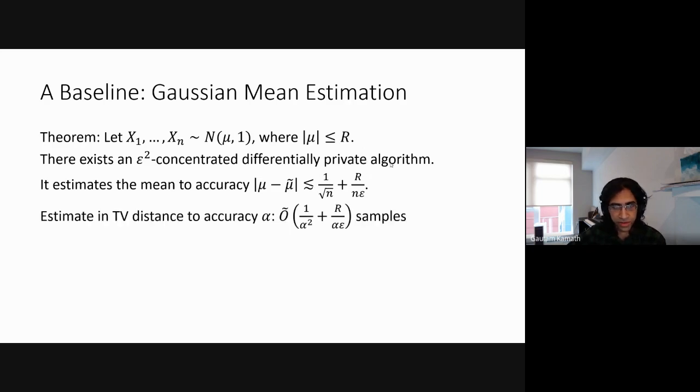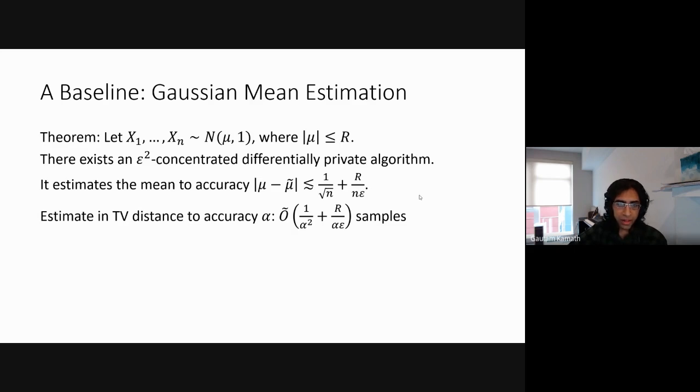And for those who prefer sample complexity bounds, this says that the sample complexity is 1 over alpha squared plus R over alpha epsilon, which again can be large if R is large. So for the algorithm to achieve this, if there are any questions, feel free to ask about this theorem.